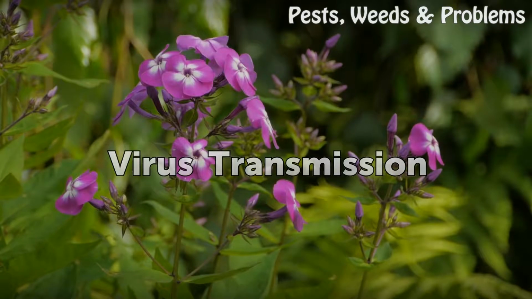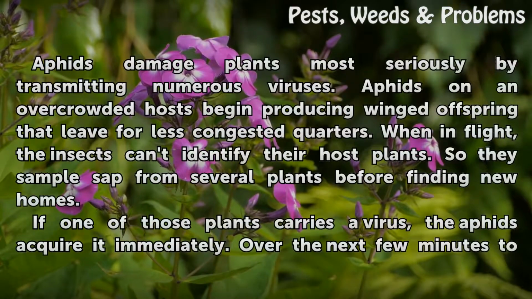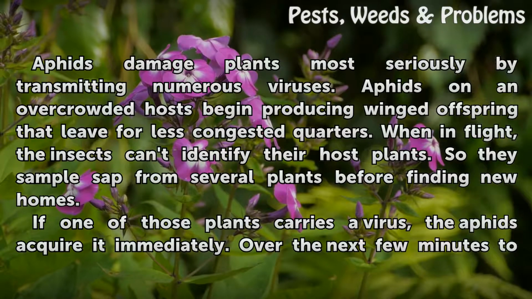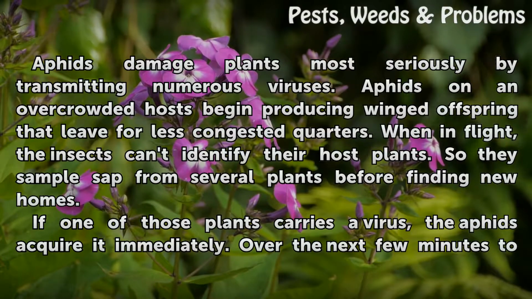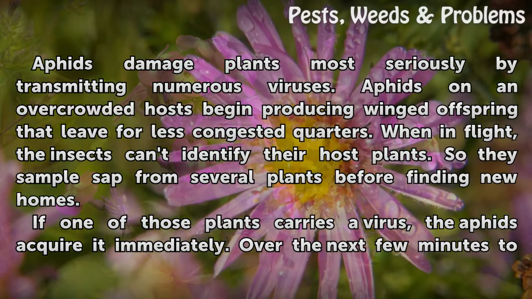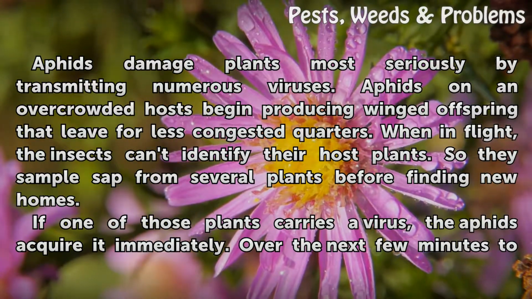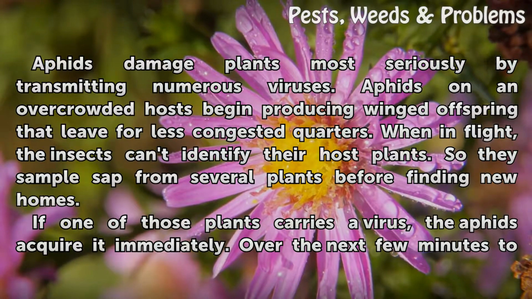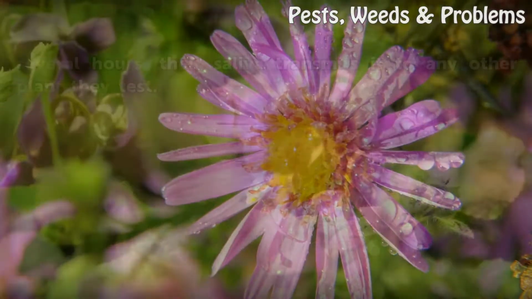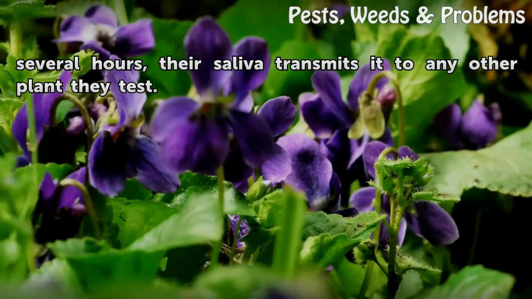Virus transmission. Aphids damage plants most seriously by transmitting numerous viruses. Aphids on an overcrowded host begin producing winged offspring that leave for less congested quarters. When in flight, the insects can't identify their host plants, so they sample sap from several plants before finding new homes. If one of those plants carries a virus, the aphids acquire it immediately. Over the next few minutes to several hours, their saliva transmits it to any other plant they test.